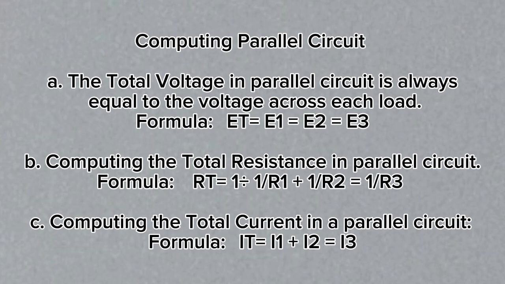The formula in getting the total resistance in a parallel circuit: total resistance equals 1 over 1 divided by R1 plus 1 divided by R2 plus 1 divided by R3. The formula in computing the total current in a parallel circuit is total current equals I1 plus I2 plus I3.